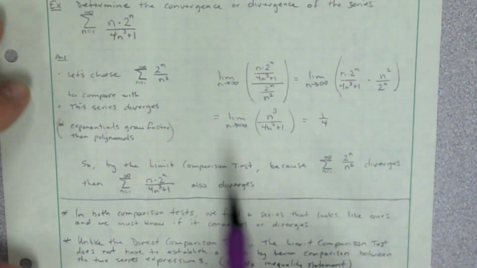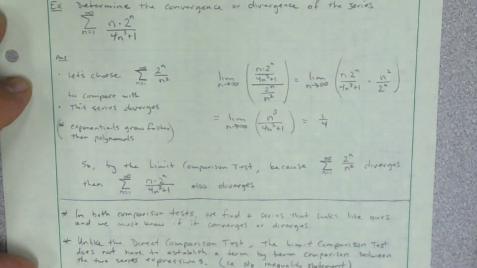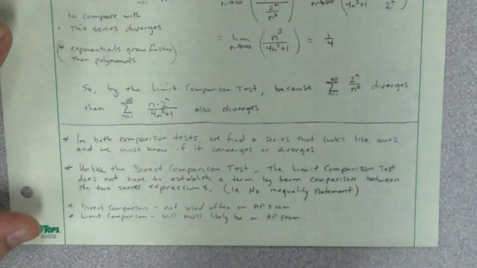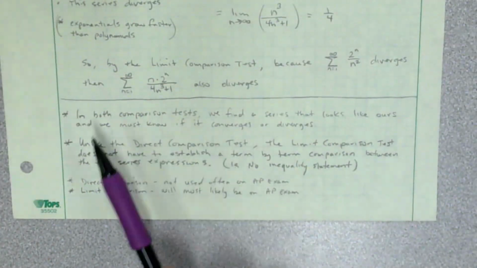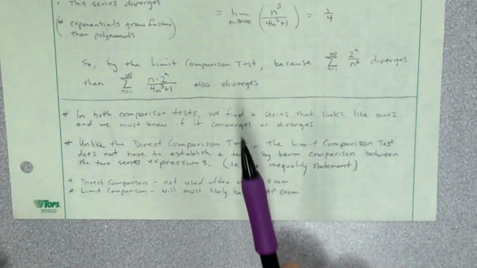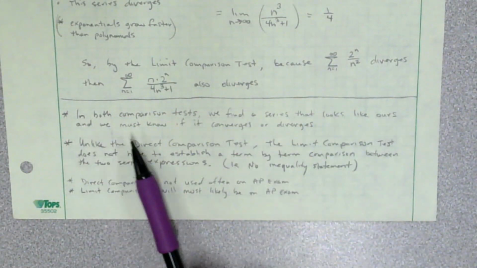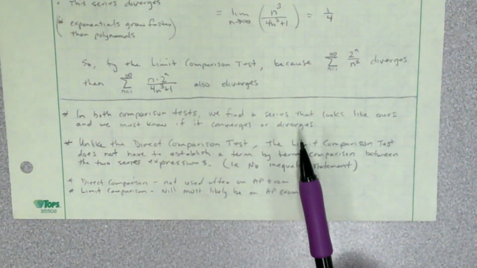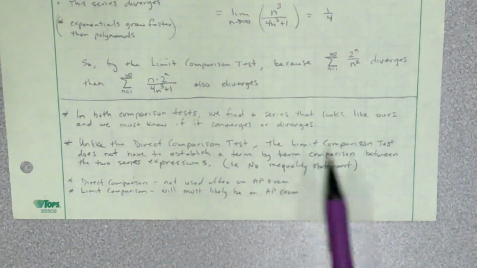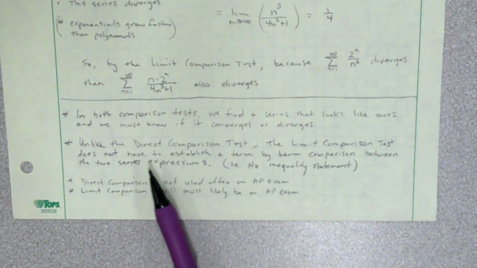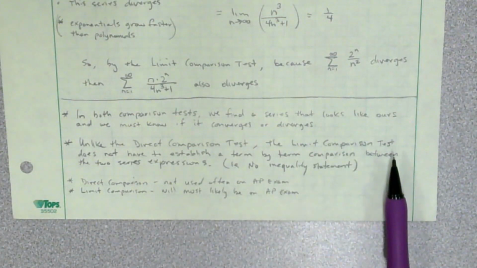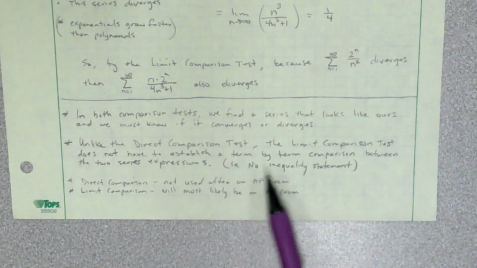You're still doing a comparison, so if you want to, take a pause here, and you can write down some of the little side notes that I have for this problem that we just did. And then also here at the very bottom, some finishing notes that I have here for you. In both the comparison tests, the direct and the limit comparison, we find a series that looks like ours, and we must know if it converges or diverges. Unlike the direct comparison test, in the limit comparison test you do not have to establish a term-by-term comparison between them. Okay? So there's no inequality statement.